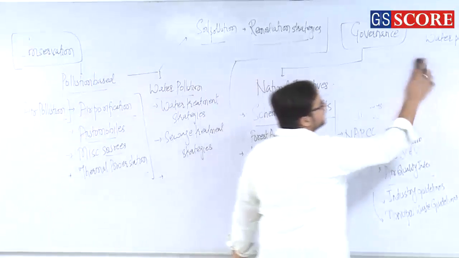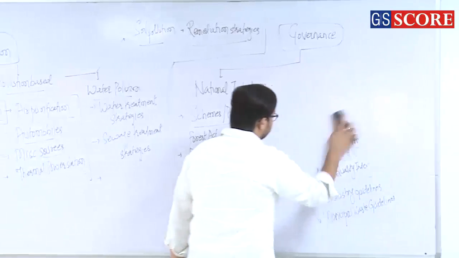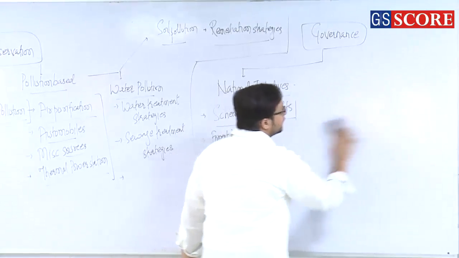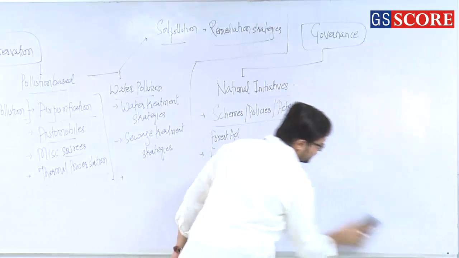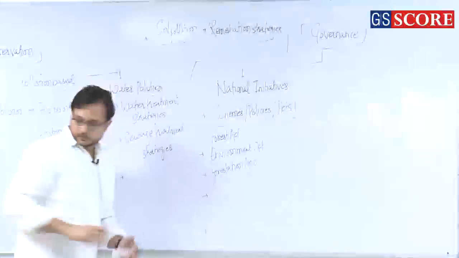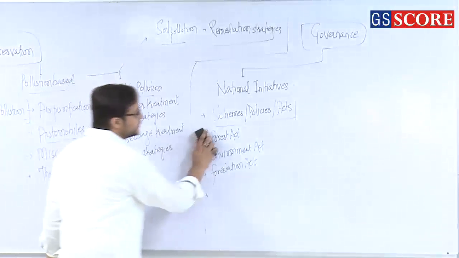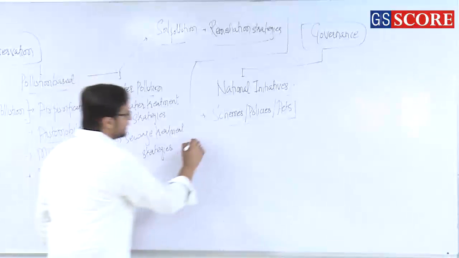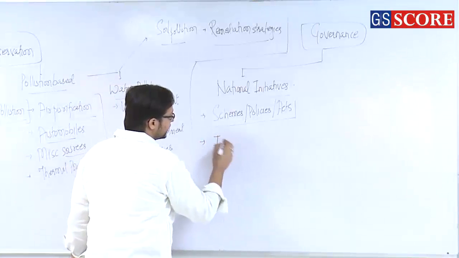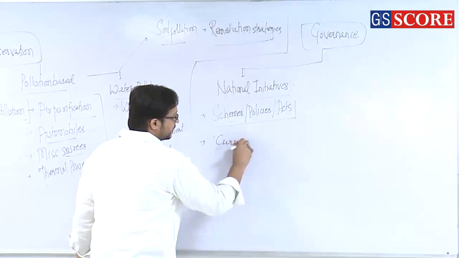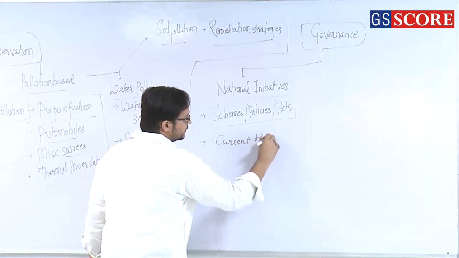The second aspect of it is the national happening itself or the national initiatives itself. We have schemes, policies and acts. Then we have the initiatives or recent current happenings.